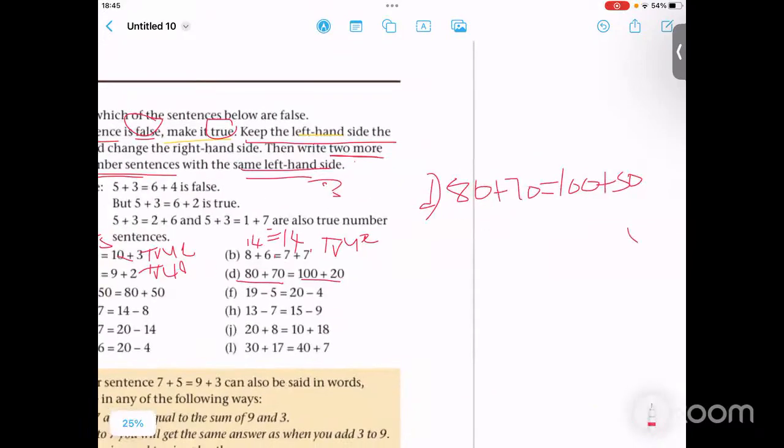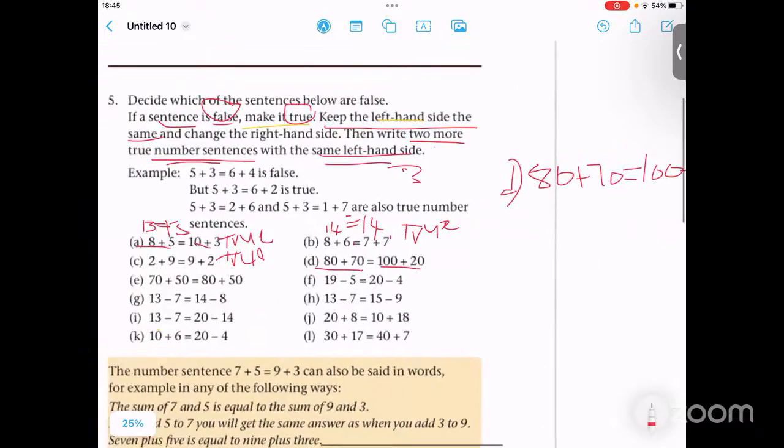So what you're going to do, guys, let's look at the example again. So they said 5 plus 3 is equals to 6 plus 4. You see, that is not correct. So now they've made the statement true by saying what? 5 plus 3 is equals to 6 plus 2. And then they said you must write 2 more true number sentences. Now you're having 5 plus 3 is equals to 2 plus 6. So you see, they swapped these two positions. So the 2 took the 6th position and the 6 took the position of 2, okay?